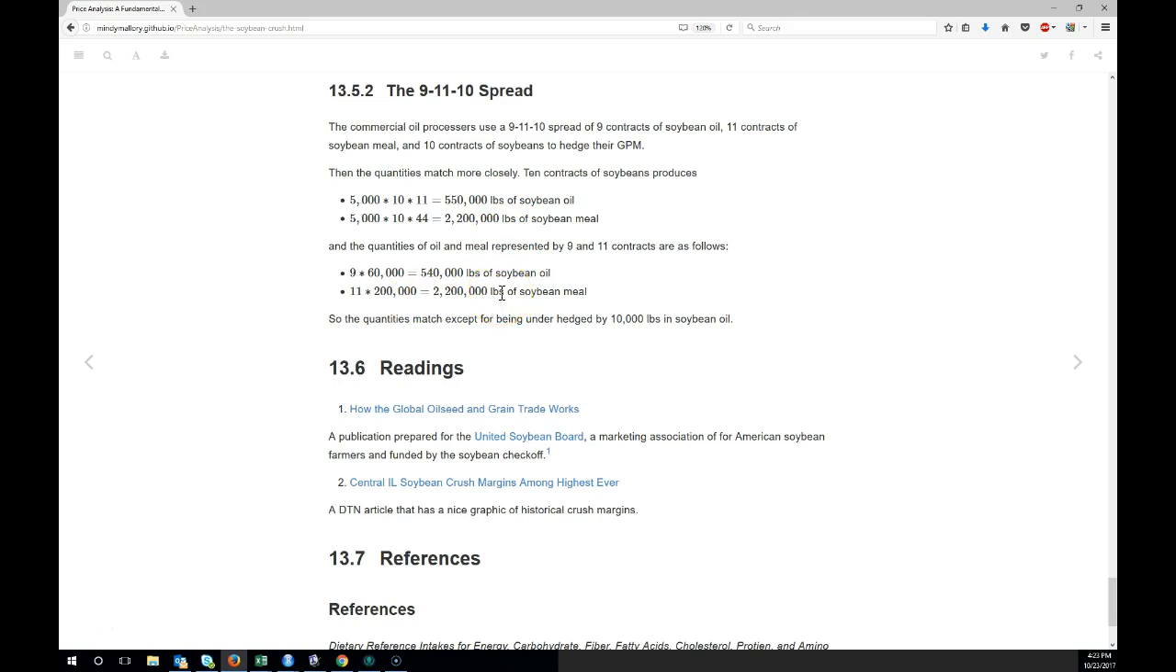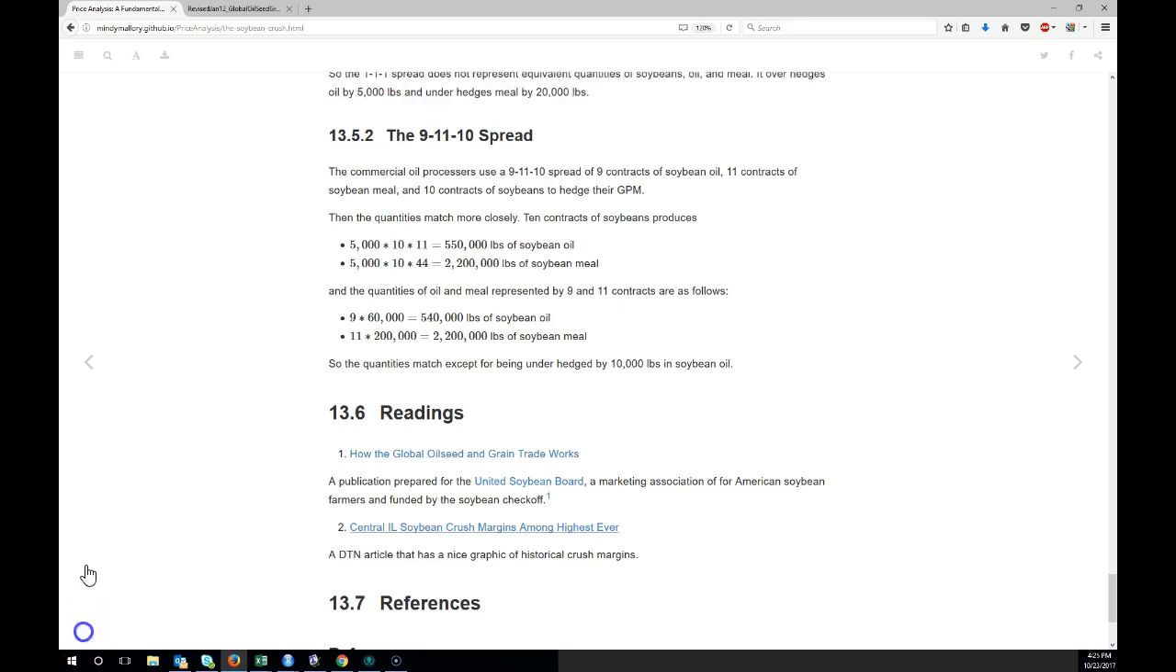So in this case, we are perfectly hedged in soybean meal, and we are only 10,000 pounds under hedged in soybean oil. And that's more quantity than we were under hedged before in the 1-1-1 spread, but we're talking about a much larger base. That was for 5,000 bushels of soybeans and not 50,000 bushels of soybeans. So proportionally, it gets much closer to being a perfect hedge than does the 1-1-1 spread.